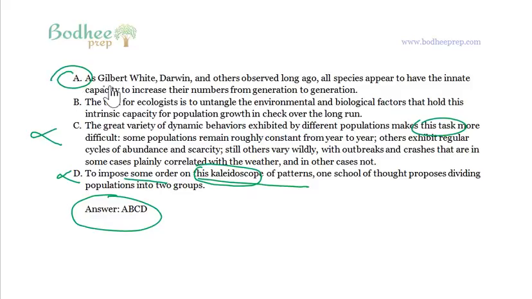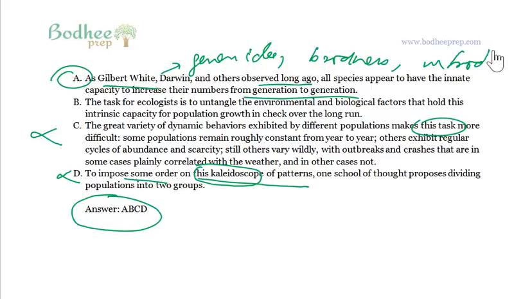A says, as Gilbert White, Darwin and others observed long ago, all species appear to have the innate capacity to increase their numbers from generation to generation. It's a generic idea. It has that broadness to it, right? It has that introductory tone to it. As Gilbert White, Darwin and others observed long ago, all species appear to have the innate capacity to increase their numbers from generation to generation.